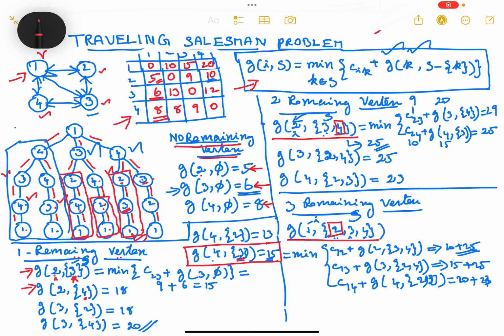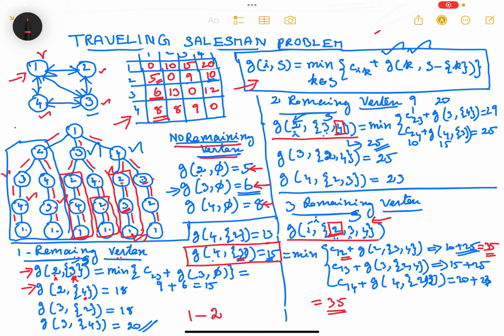How we are getting this 35? When k is equal to 2 only, we are getting this minimum value 35. So which is equal to 35. What does it mean? After starting the tour from very first city, what is the next city to be visited? Which k value is giving minimum length here? 2. So we have to go and visit second city. Now we have to see the computation of G of 2 comma 3 comma 4.